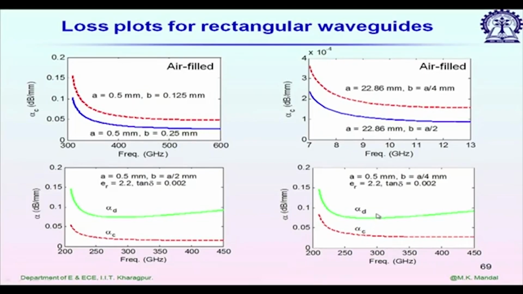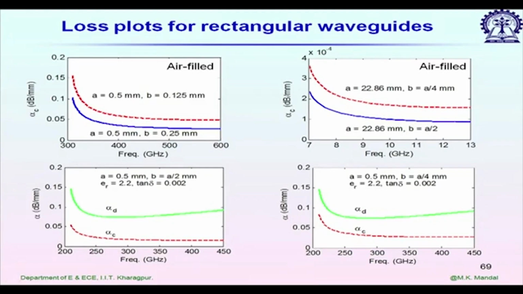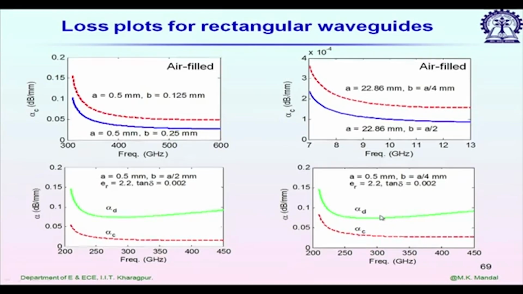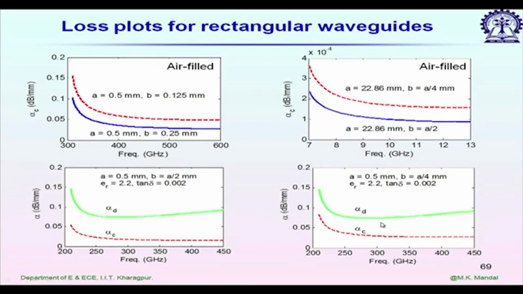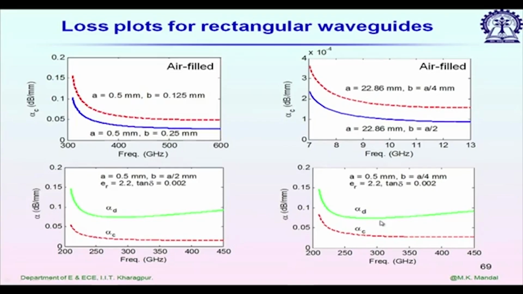So, we can conclude from these plots that for a given dielectric filled rectangular waveguide, attenuation will be minimum approximately at 1.5 times the cutoff frequency. For example, if this waveguide has a cutoff frequency of 200 gigahertz, then we expect it will give minimum attenuation at 300 gigahertz.